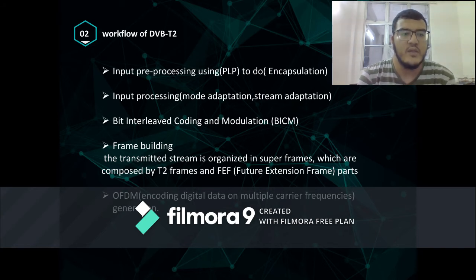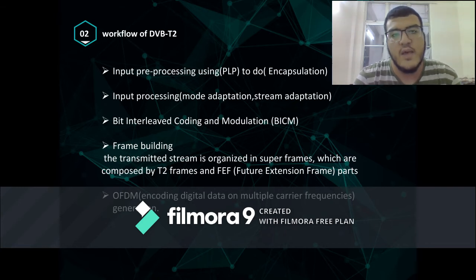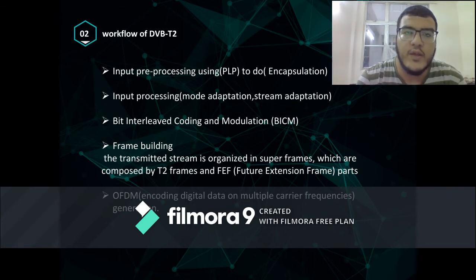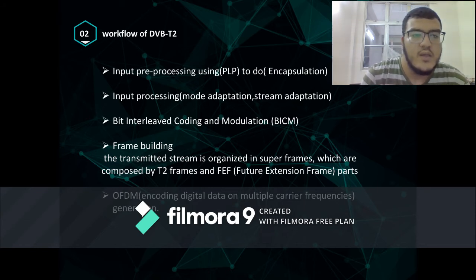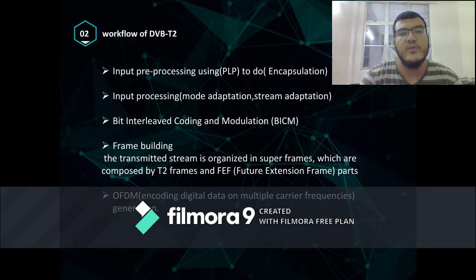The next step is bit interleaved coding and modulation. It's the step where noise is reduced. This step comes just before modulation, and it is used to provide robustness against error propagation. The next step is frame building, the step just before the signal is sent. The transmitted stream is organized in super frames, which are composed of T2 frames and future extension frame parts.